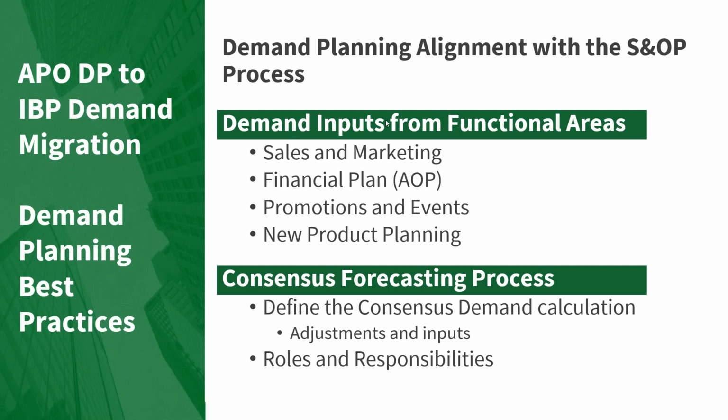Okay. And again, we talk about implementing demand planning best practices. Make sure you're aligning your S&OP process with your demand planning process. So take the opportunity to look at demand inputs from your different functional areas, if you're not using those within DP and APO: sales and marketing, financial planning, promotions, events, product planning, et cetera. And then think about your consensus forecasting process too. What happens in APO may just be a release. You may have a more complex, more comprehensive consensus demand calculation and process than you would use within demand planning, just because there's more capability and it's a little bit easier to use within IBP.